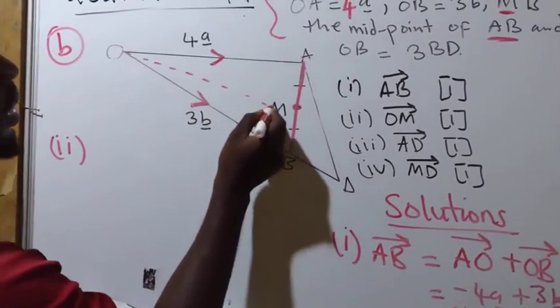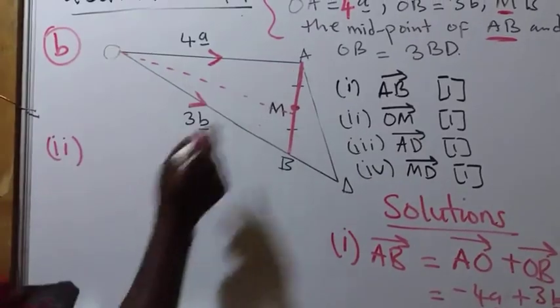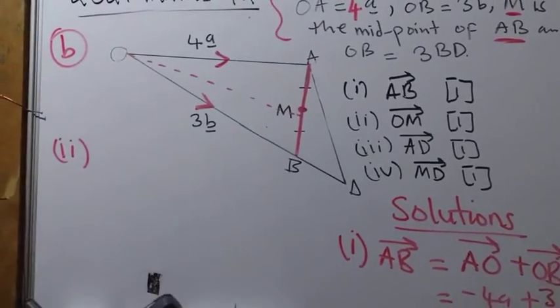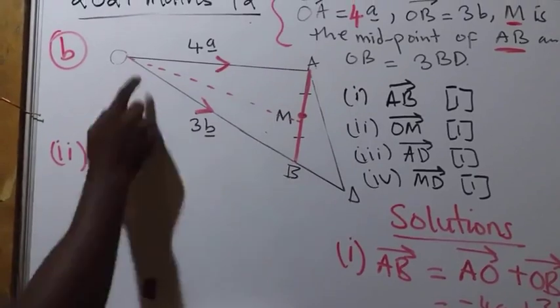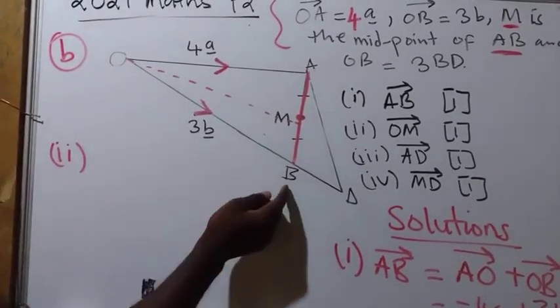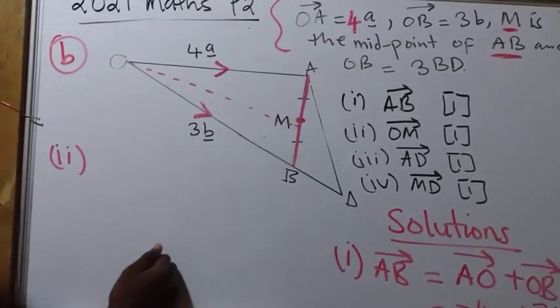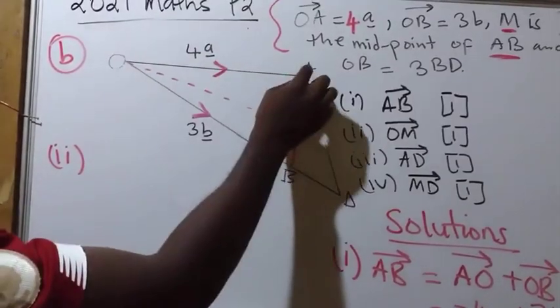I want us to find this OM. So what are you supposed to do there? To find OM, you can move OB plus BM, or you can move OA plus AM.